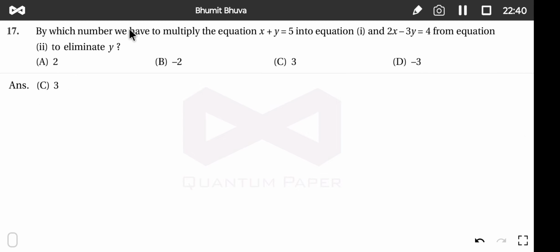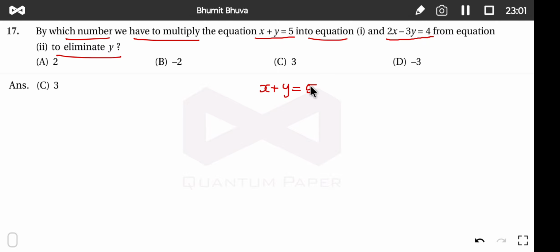Question number 17. By which number we have to multiply the equation x plus y is equal to 5, equation 1, and 2x minus 3y is equal to 4, to eliminate y. Okay, so we have one equation x plus y is equal to 5 and the second equation is 2x minus 3y is equal to 4. Okay, so how are we solving? Elimination method. This is equation number 1, this is equation number 2.